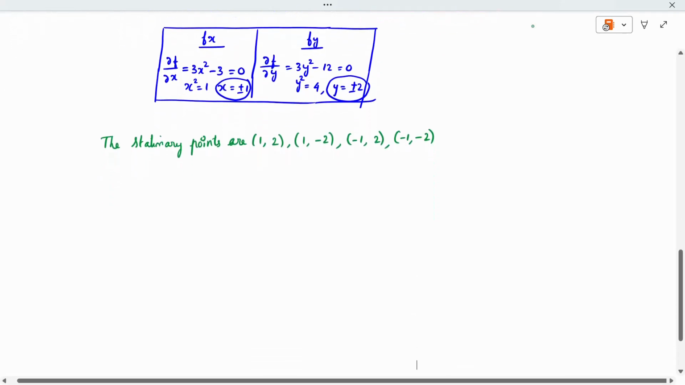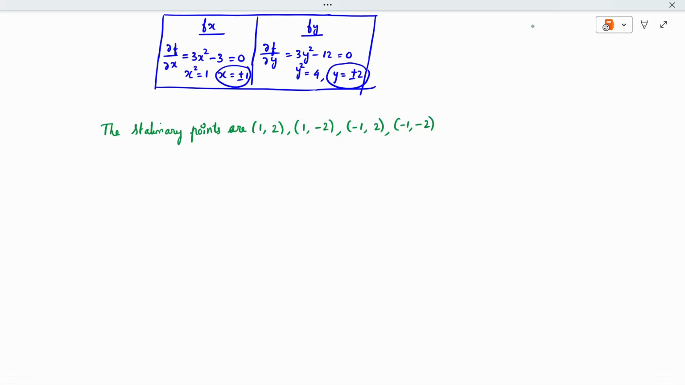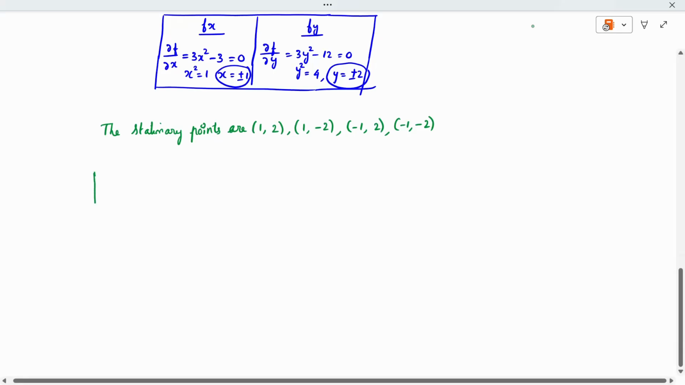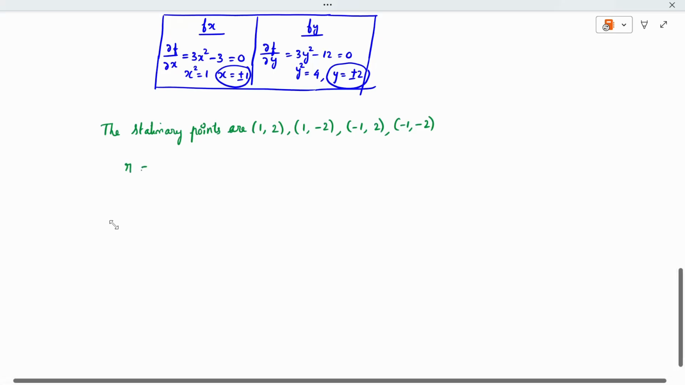You can write it separately, or in a table format, your wish. If you write it in a single place, it's no problem. Before writing, the general case first: we will calculate the second order derivatives first, so it will be easy for the calculation. R, S, T we will calculate. R is nothing but F double x, S is Fxy, T is nothing but Fyy.